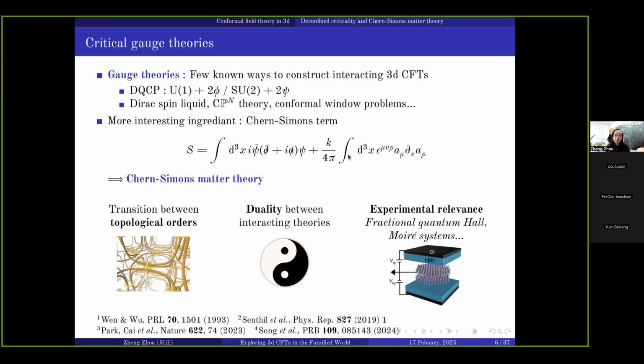So to make things even more interesting, we can add some non-trivial dynamics to the gauge field. That is the Chern-Simons term. And this altogether will give us the Chern-Simons matter theory.